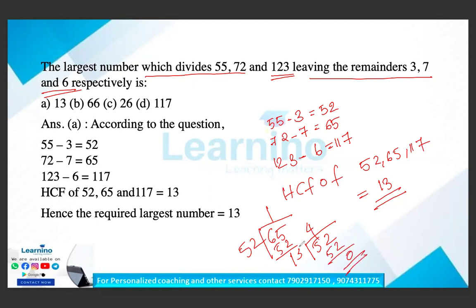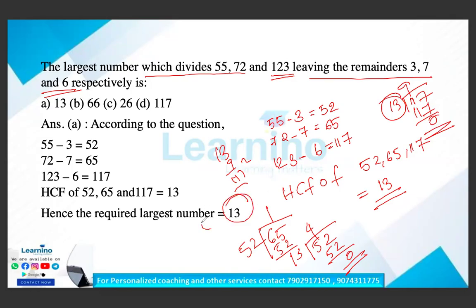So 13, here we get 13 and divide this with 117. So 9 times 13, so we will get 13 as the HCF. Hence the required largest number will be 13. Option A is the answer of this question.